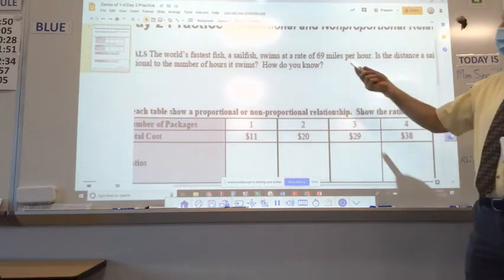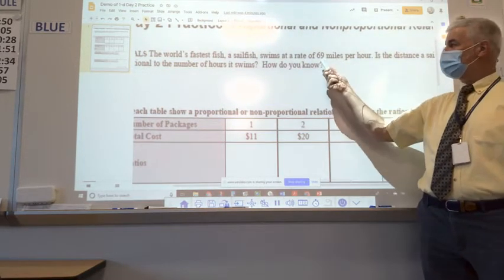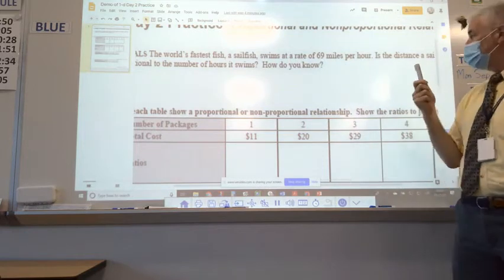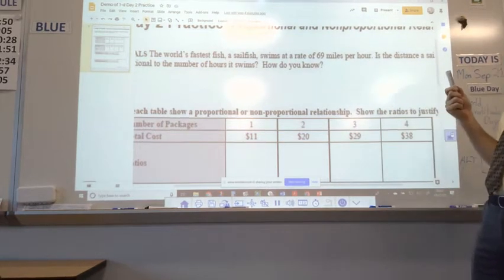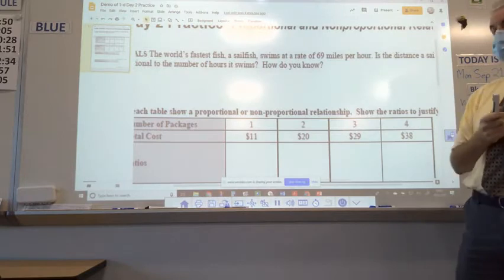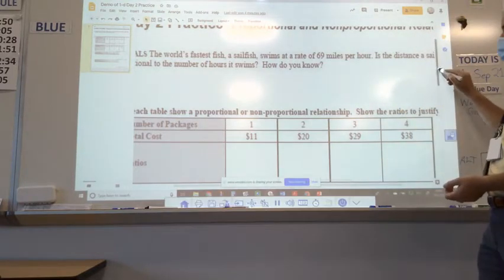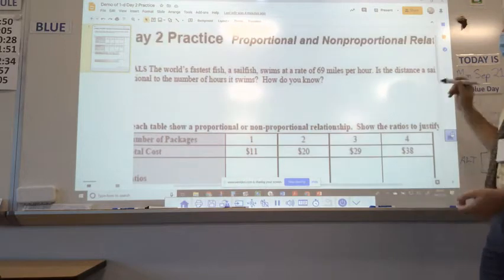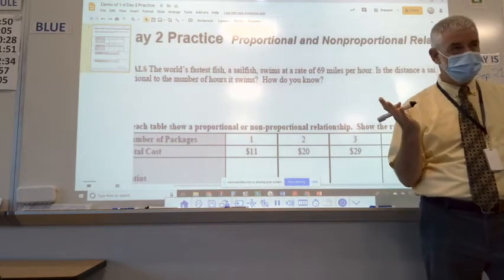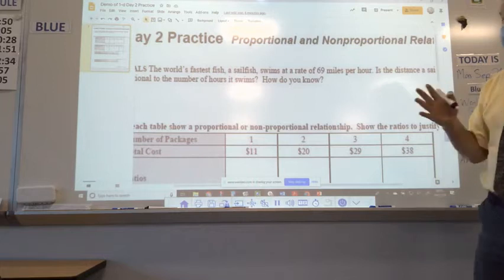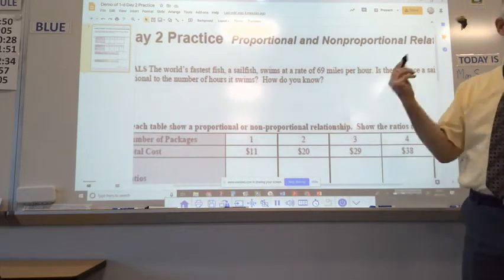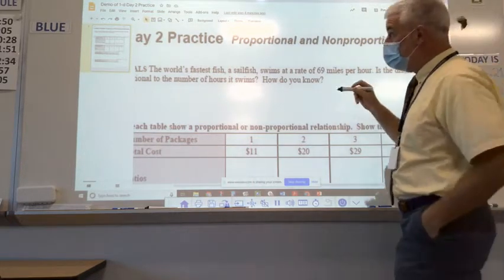So, a sailfish, the world's fastest fish, swims 69 miles per hour. Is the distance the sailfish sails proportional to the number of hours that it swims? Okay, so they give you a table here. Oh, no, they don't give you a table. Okay, so this first problem doesn't use a table. But you kind of make one up on your own.